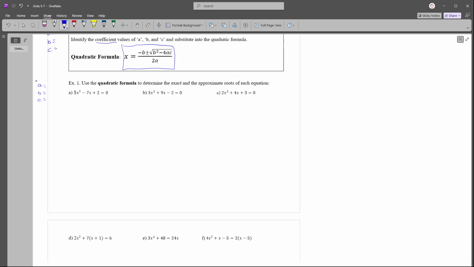So in this case, a is equal to 5. b is equal to negative 7. Yes, the negative sign is going to come with it. And c is equal to 2. Now we just need to substitute.